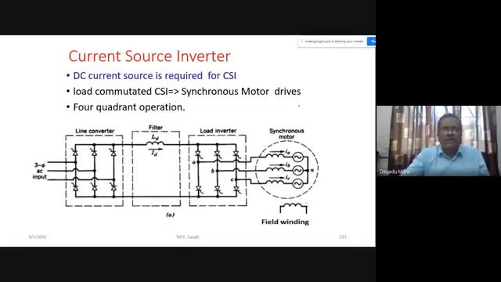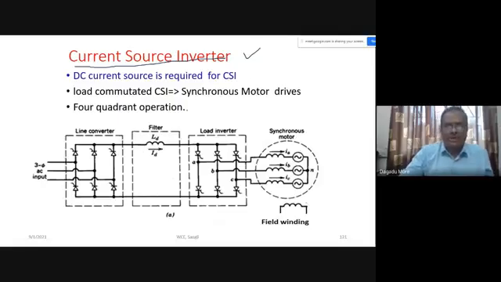Some applications require a DC current source, and the application of a DC current source is the current source inverter, CSI. Have you studied CSI in power electronics, or have you studied this drive? Is it this drive you have studied in industrial drives and control? Yes, sir. So this is a line commutated current source inverter or LCI fed synchronous motor drive.